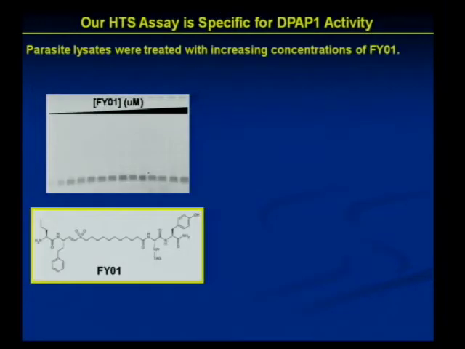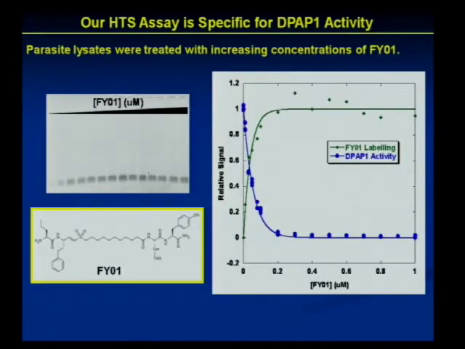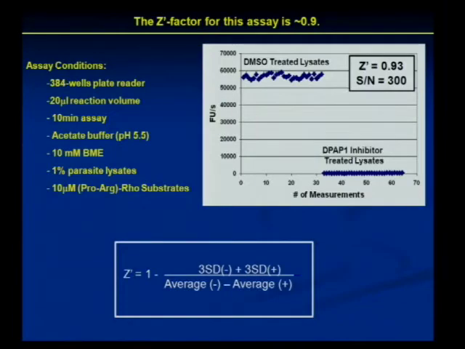And we tested that assay to prove that it was really specific for DPAP1. What we can do is treat parasite lysate with increasing concentrations of probe. You can see here the probe is really clean, it only labels DPAP1. And we wanted to see whether that labeling correlates with the decrease in substrate turnover. And we get almost a perfect correlation, meaning that most of the turnover activity of that substrate comes from DPAP1.